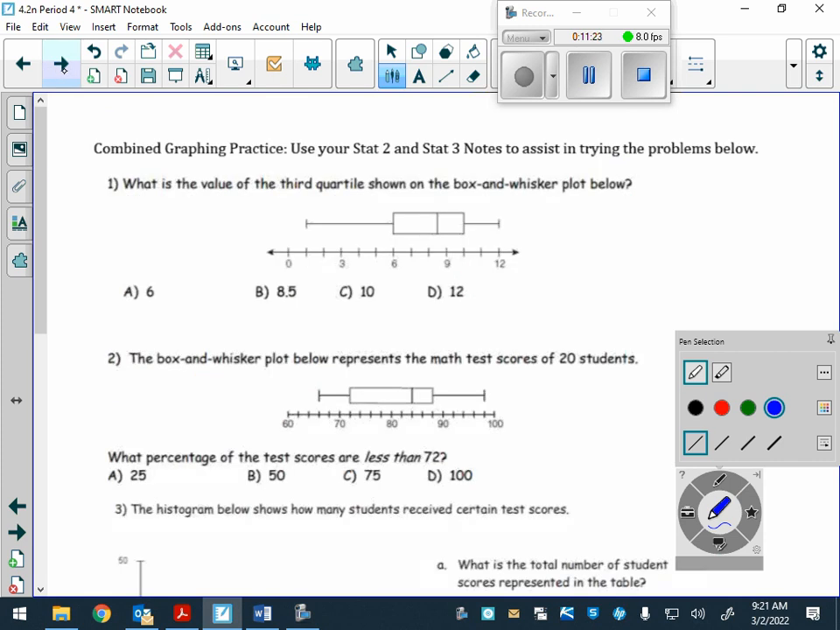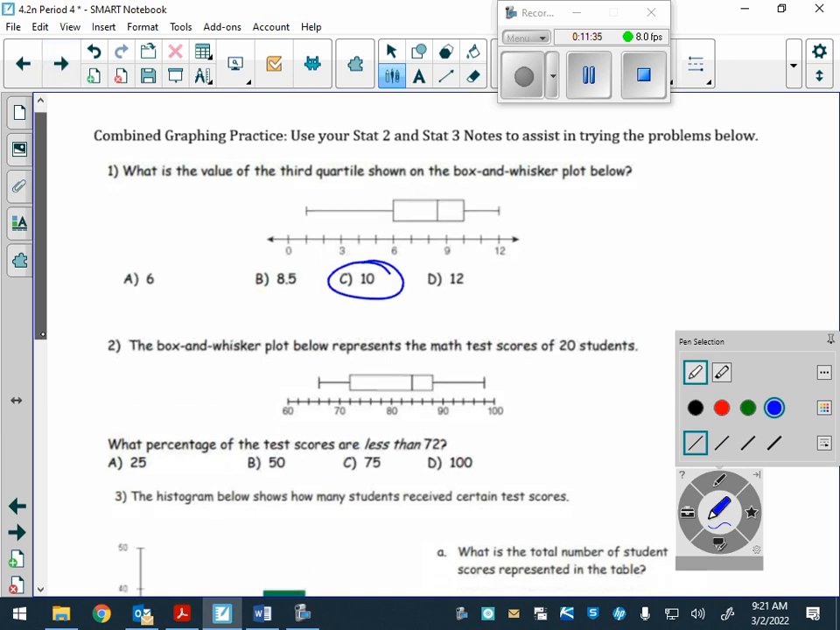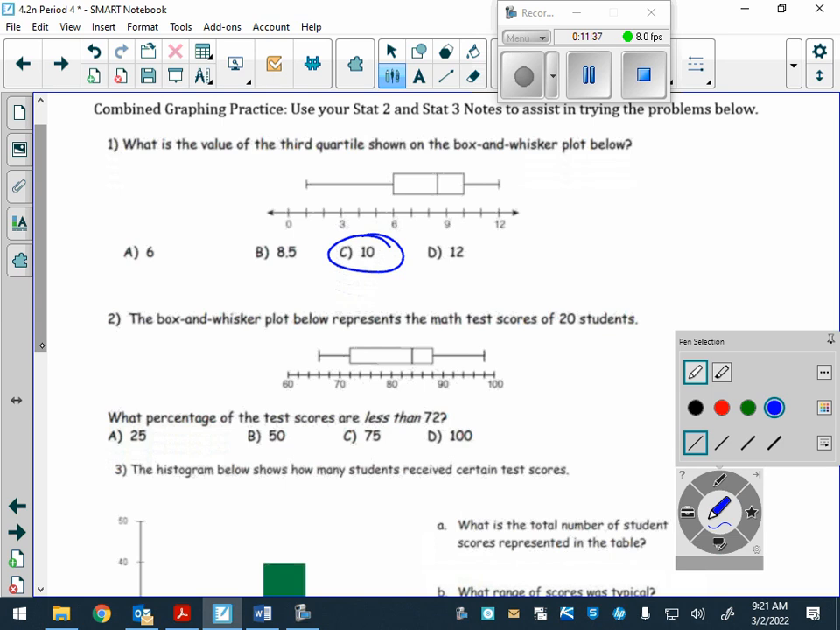What is the value of the third quartile shown on the box and whisker? KM. 10. Good. Okay. Then for number 2, math test scores of 20 students, what percentage of the test scores are less than 72? Gaden. 25. Excellent. Okay. So again, just a little recap of our visual representations.